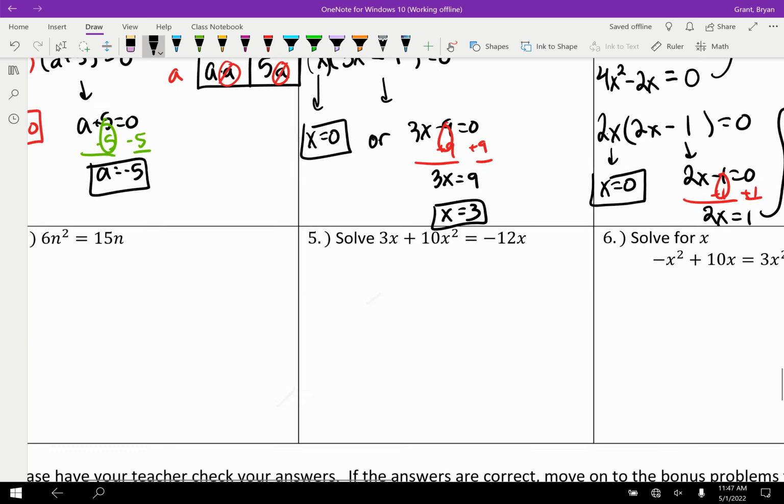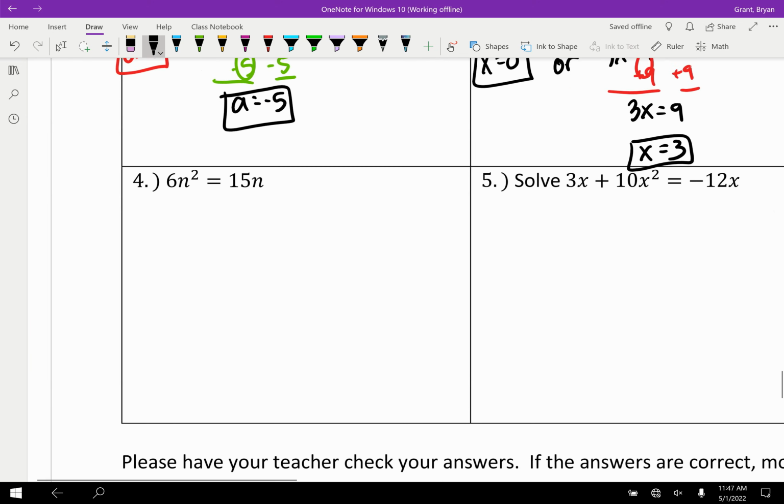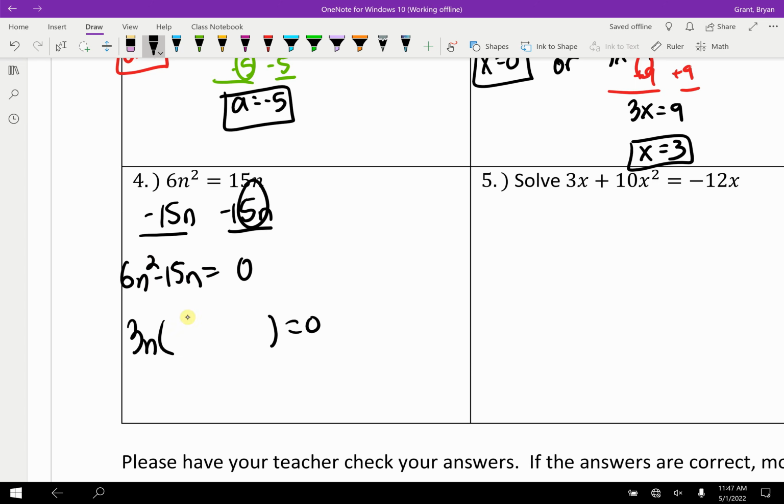All right, 3 to go. 6n squared equals 15n. Well, let's subtract that 15n from each side. Same as we did before, right? We get the idea now. We want to make a 0 here. So this gives us 6n squared minus 15n. What do they have in common? Well, they each have an n in common. You could also realize they each have a 3 in common. And so I'll keep in practice with taking out that common factor. That'll leave me with a 2n minus 5.